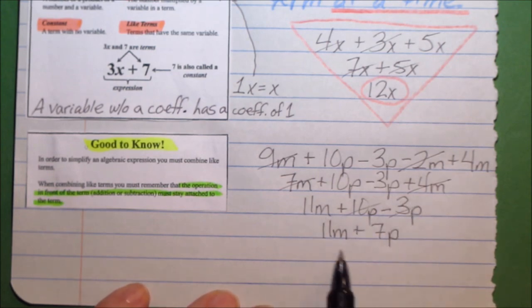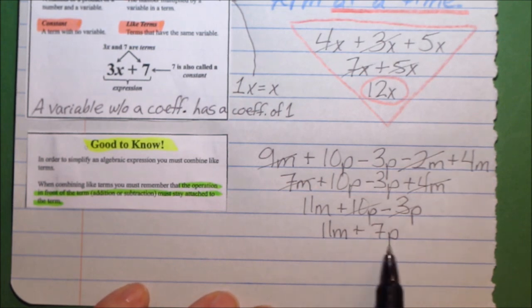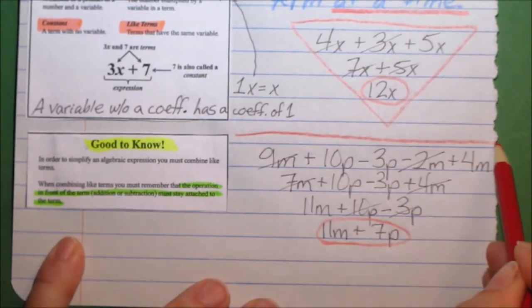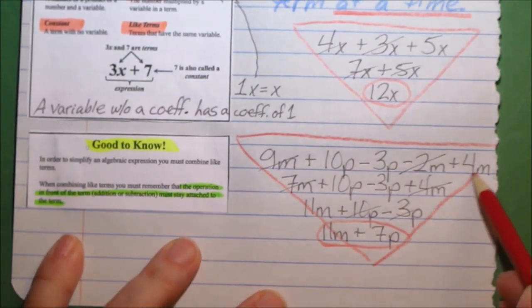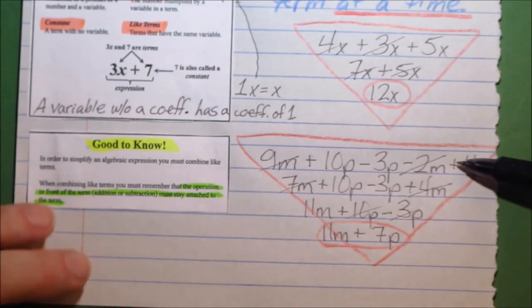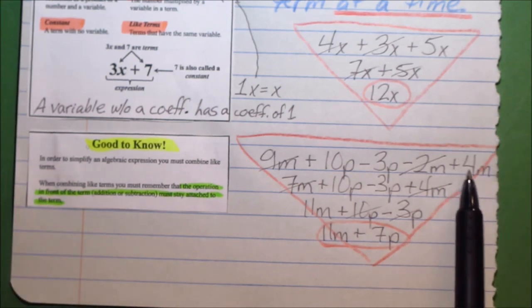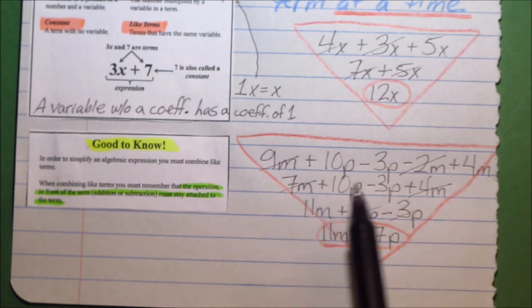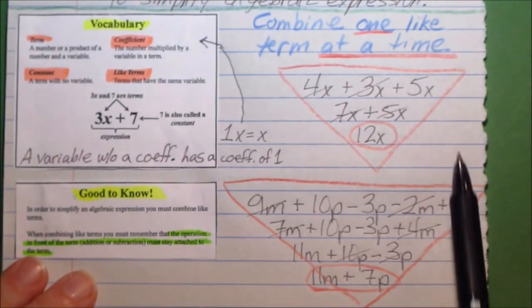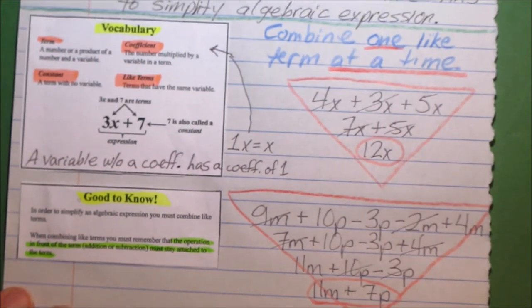Now I evaluate again. Do I have any like terms? 11m plus 7p. M and p are different variables, so those are not like terms. So I have simplified this expression as far as I can. It is fully simplified now. And there you go. There's your answer. All right? Okay, so that's how we combine like terms. Just remember, you keep the operation in front of the coefficient, it tells you what to do, and do it one like term at a time. One like term at a time as you move down, and keep your triangle shape.